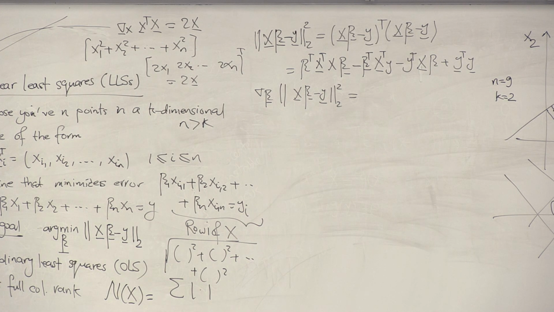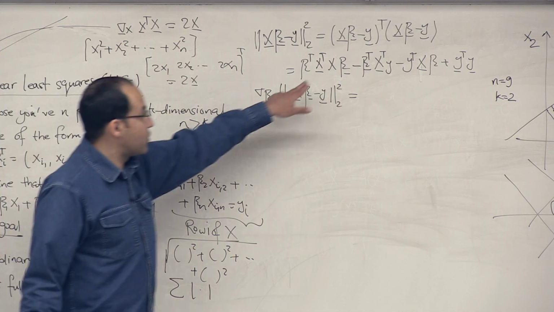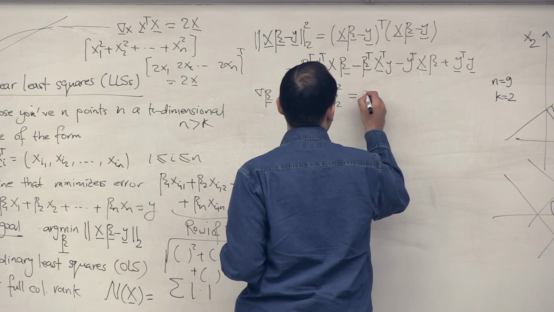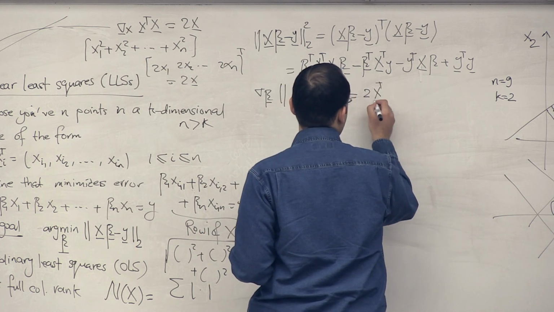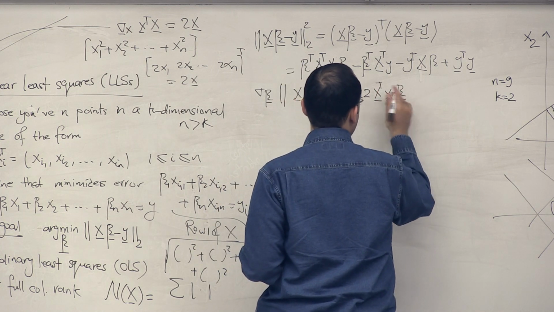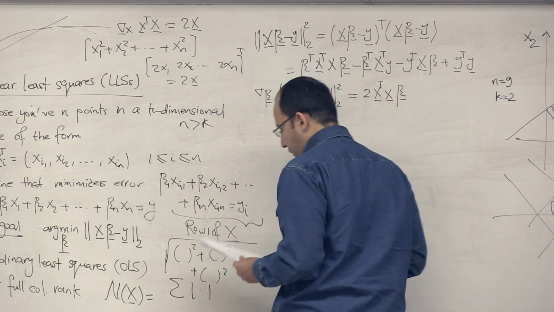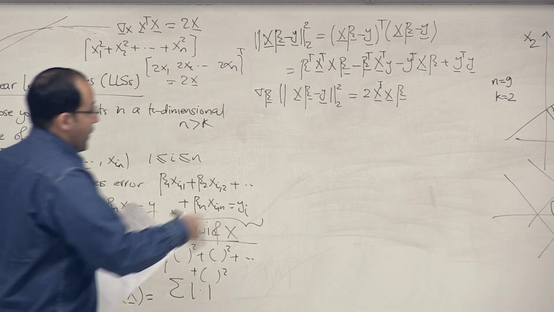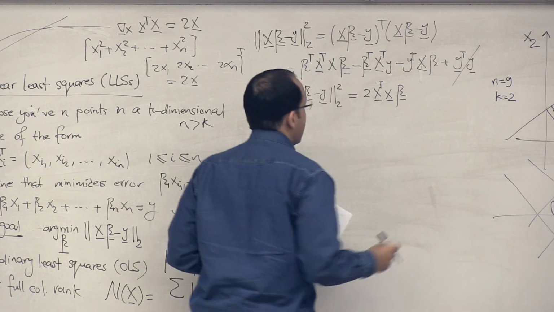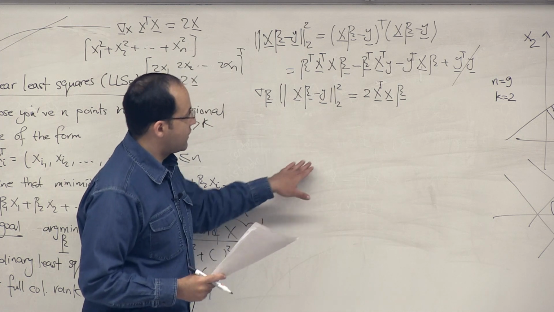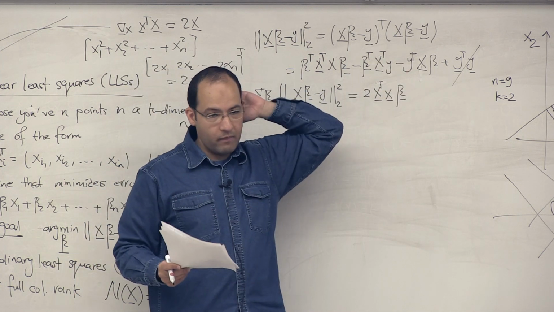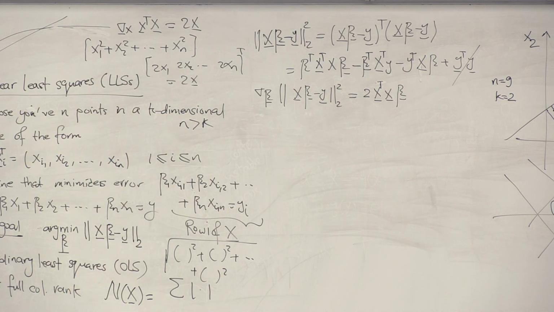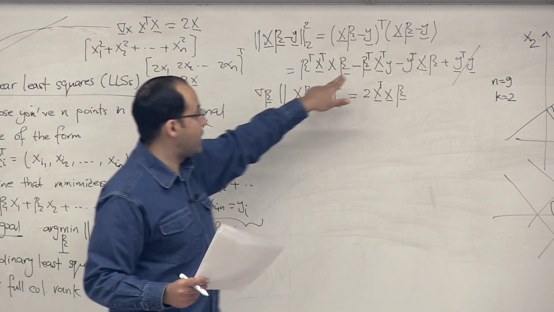Any problems? X here is constant with respect to beta. You're taking the gradient with respect to beta, so this will end up being 2 x transpose x beta. Okay. You already know this will go away, not function of beta. Anybody is having an issue with the following statement? This guy and this guy are the same. Who says yes? Who says no?